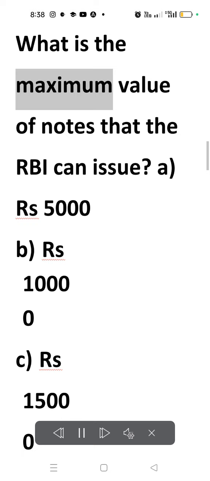What is the maximum value of notes that the RBI can issue? A. 5,000 rupees. B. 10,000 rupees. C. 15,000 rupees. Answer: B. 10,000 rupees.